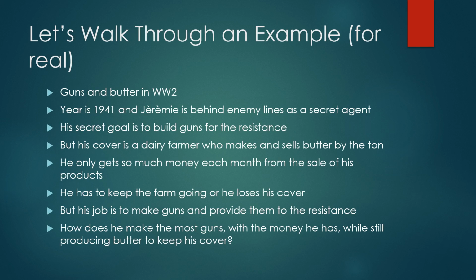So he can't just produce guns because they'll figure out that he is a secret agent and that will be the end of him. So he has to produce some amount of butter. It can't be zero. But he also has to make guns. That's kind of the point of why he's there. So he has to produce some of each product. So how does he make the most guns with the money he has while still producing butter to keep his cover?